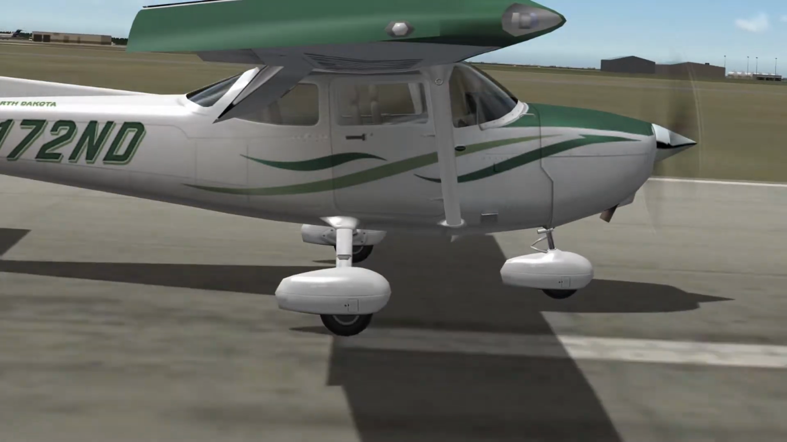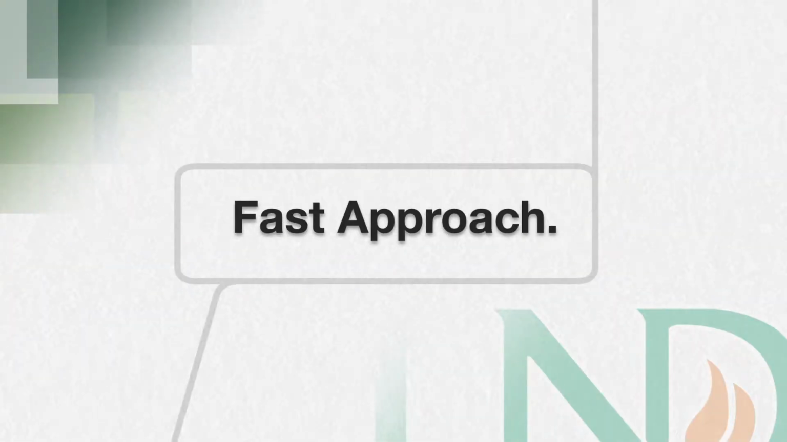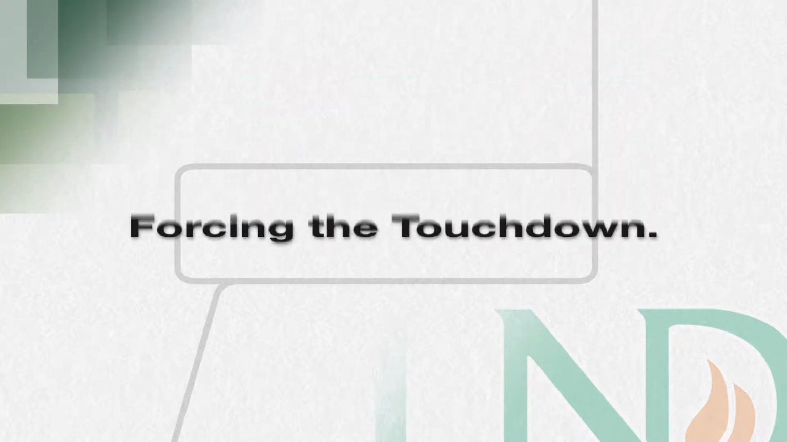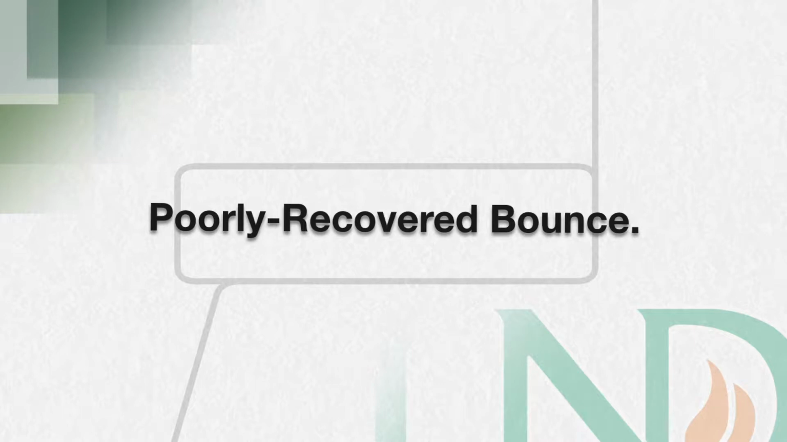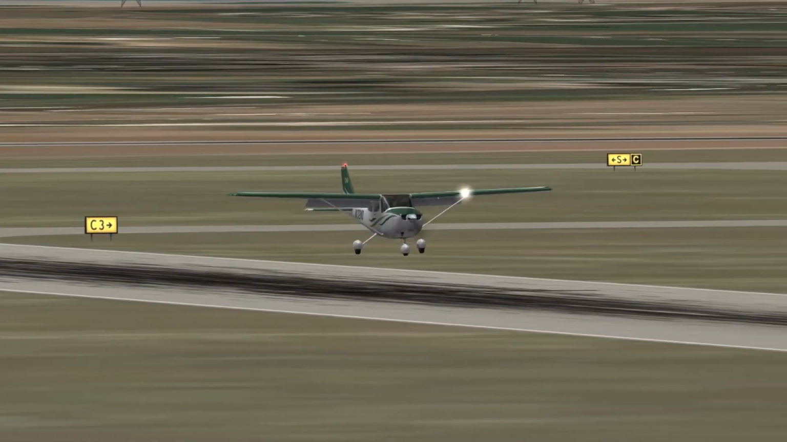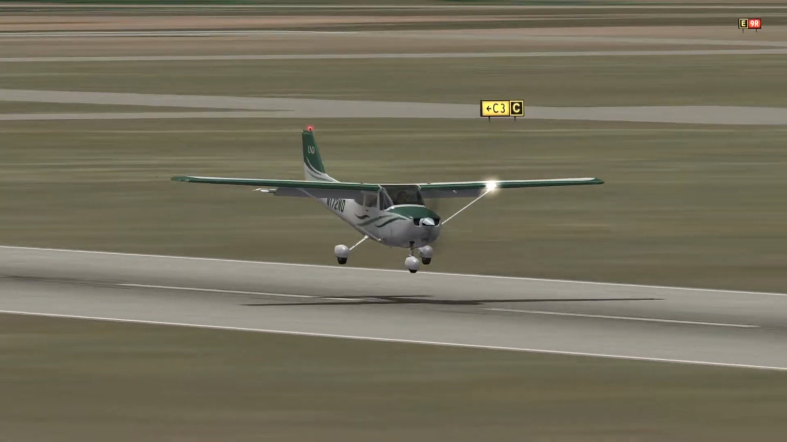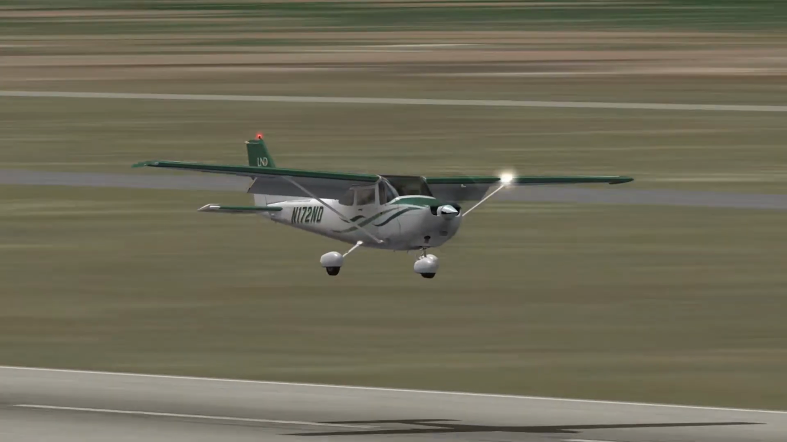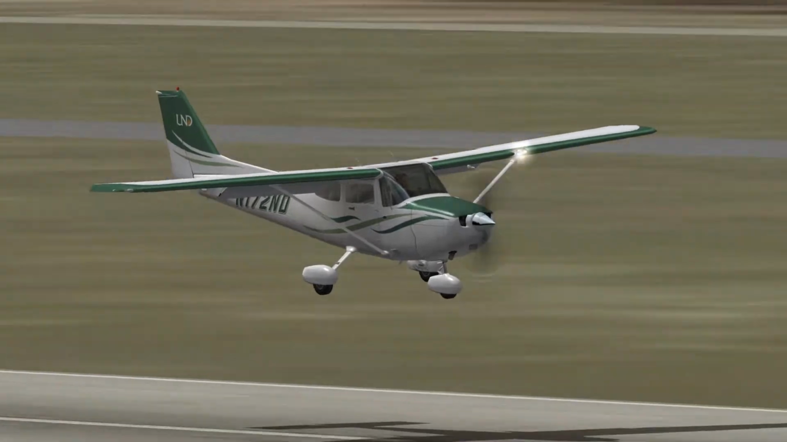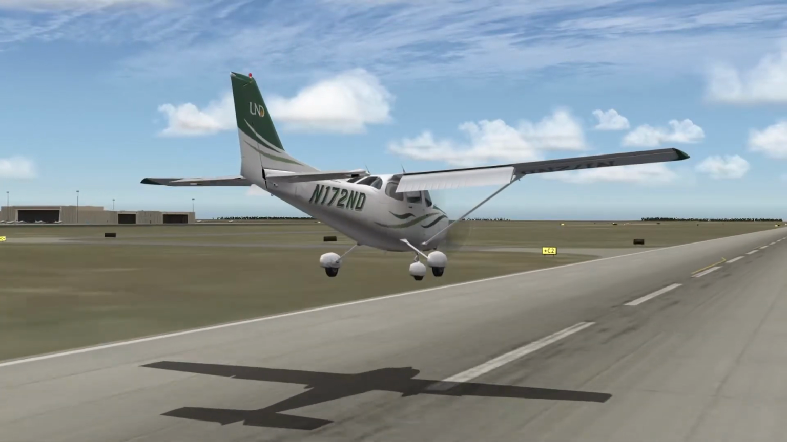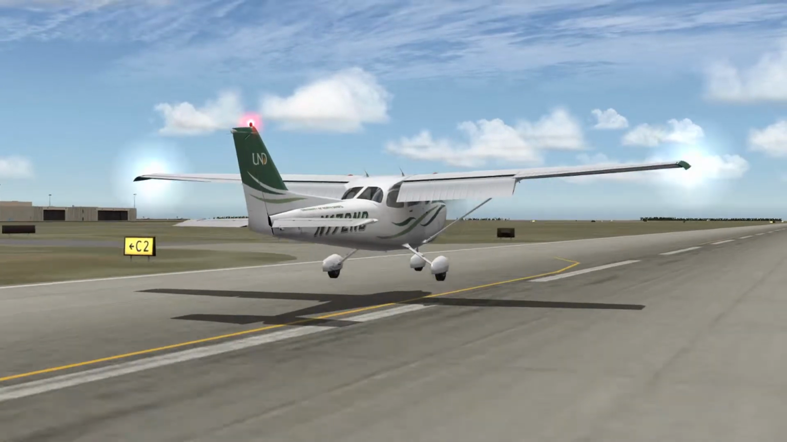Of course, there are some common causes of the porpoise. These could be too fast of an approach, a poorly timed flare, maybe forcing the aircraft onto the runway, or perhaps a poorly recovered bounce. Pitch control could also be a factor. In ground effect, the elevator of the aircraft is generally less effective due to the changes in downwash around the aircraft. An improperly trimmed aircraft or flying at incorrect speeds will make the roundout much more difficult to accomplish smoothly.